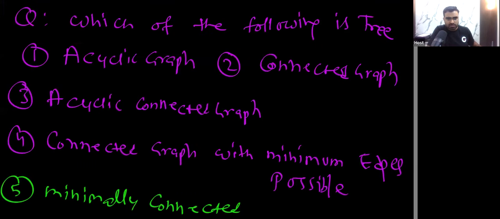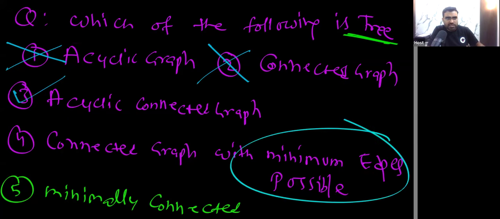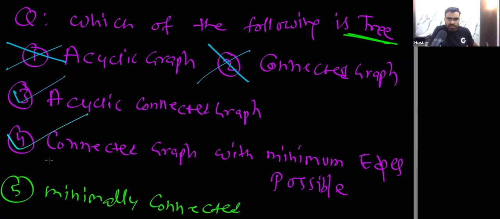Tell me the answer for this question. Which of them is the definition of tree? Which of the following is a tree? So you can see acyclic graph, no. Acyclic graph means forest, but a tree is a connected forest. Connected graph, no. A tree is a connected acyclic graph. Connected acyclic graph, the answer is yes. Okay, option C, that is correct. What about the next? Connected with minimum number of edges. Yes, that is correct. Minimally connected. Yes, that is correct.